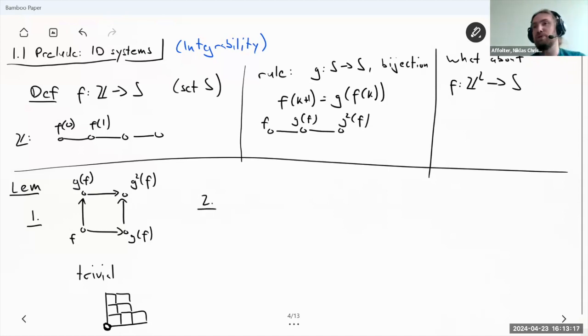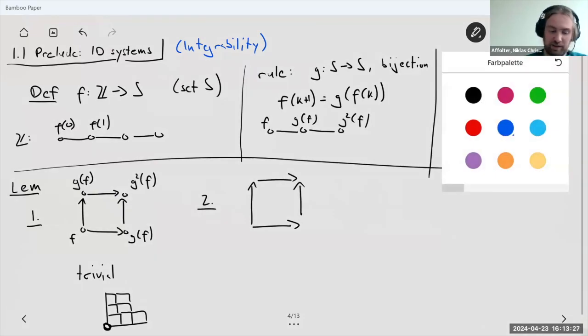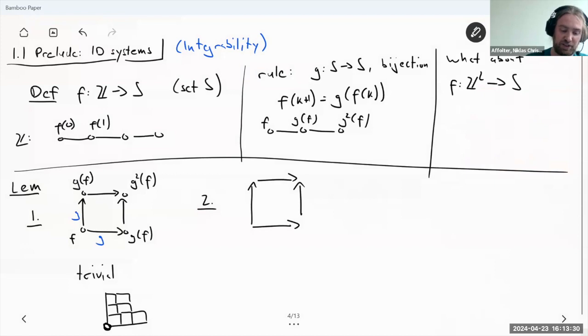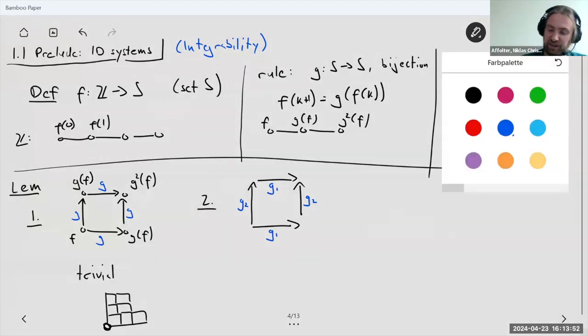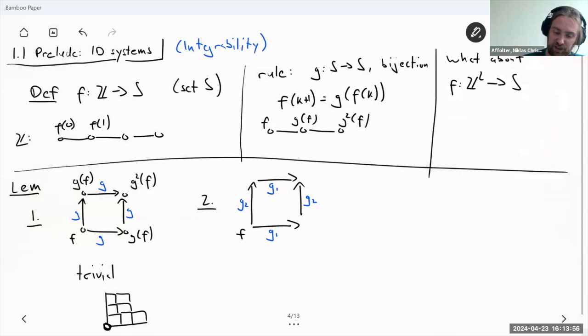Okay, but there's also non-trivial stuff. If I do this, so let's highlight this a bit. Here I had G, here I had G on the edge, here I had G, and here I had G. But now I could generalize a bit, maybe on the horizontal edges. I have one function G, say G1, on all of them, and on the vertical edges, I have a different function that relates my values of f. Well, in this case, if I start with f here, then here, for example, I will have a g1 of f. Here I will have g2 of f.